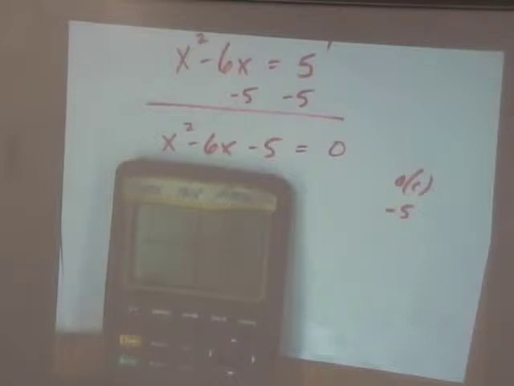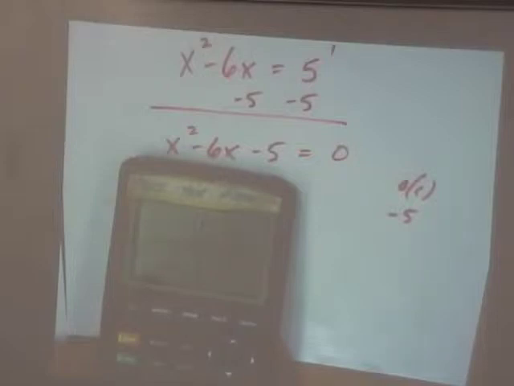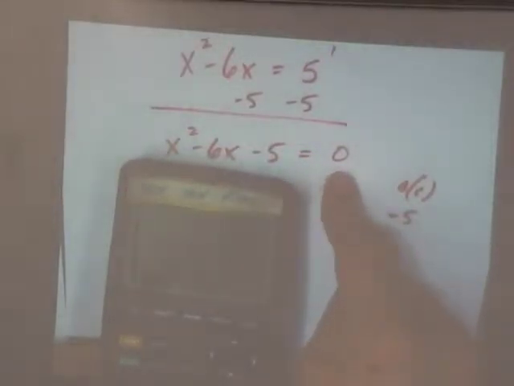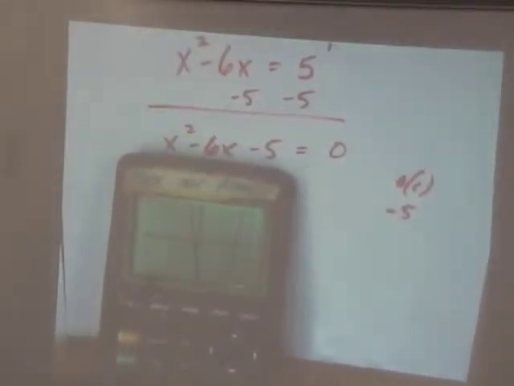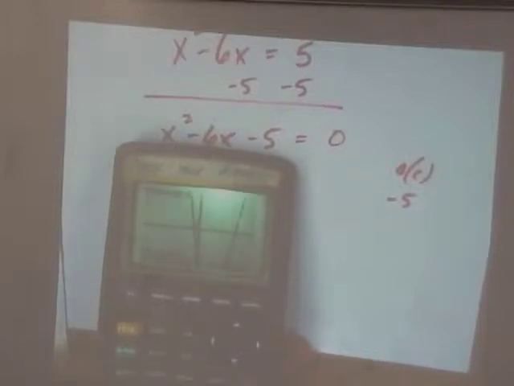All right, remember the solutions are where it crosses the x-axis, right? Where the two graphs intersect. Y equals 0 is the x-axis. So wherever those two graphs intersect, that's the answer. So I'm going to go second calculate, intersect. I'm going to move the cursor close to the intersection point I want it to check. That's close enough. Now hit enter 3 times. 1, 2, 3.